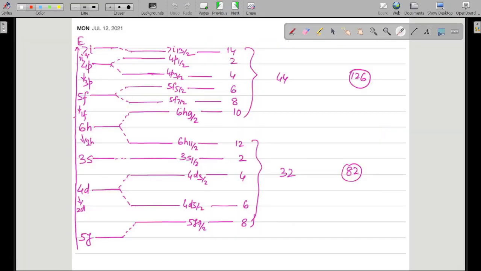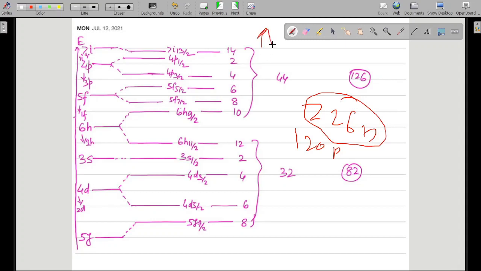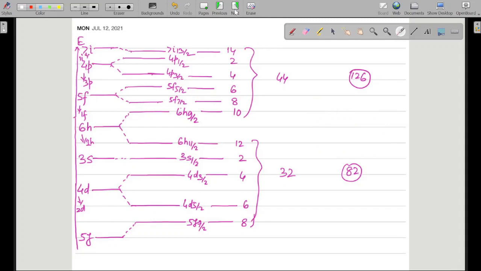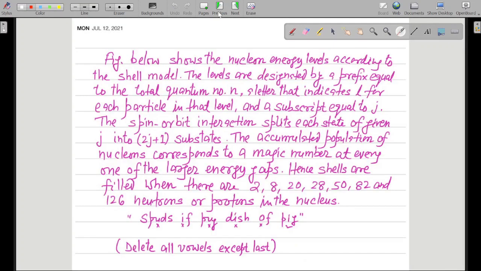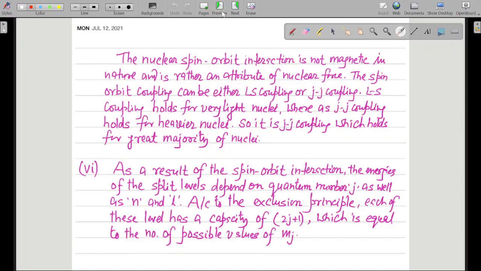No need to go beyond this. No one is going to ask you beyond this. Beyond this also there will exist, because when we have 120 protons, we have 226 neutrons with us. So the 226 neutrons will be filled beyond this, right? But no need to go beyond this because no one is going to ask you the energy shell diagram beyond 126. Please remember this much only.